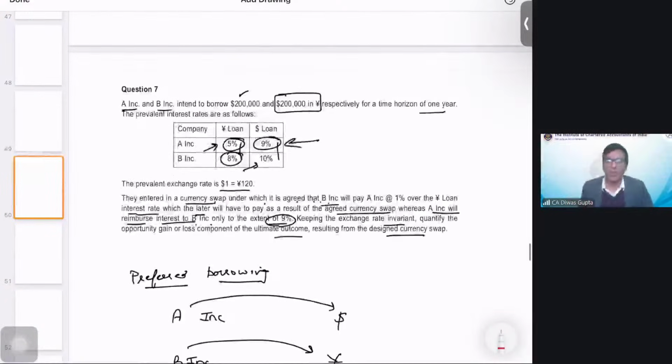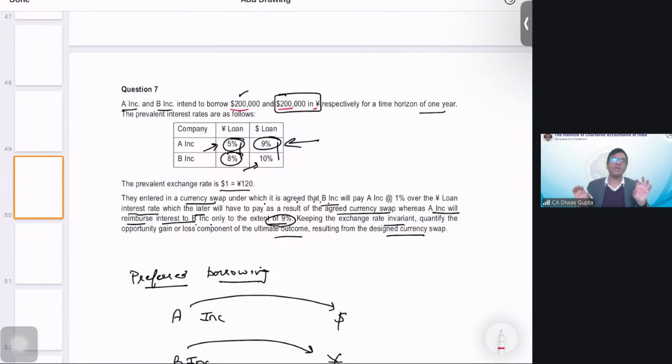Okay, so this is the question. Question number 7 that we would have discussed on the swap. This is a relatively very simple question. This is a swap of foreign currency, but the concept and everything remains the same. So A Inc. and B Inc. intend to borrow $2 lakh and $2 lakh in yen respectively for a time horizon of 1 year.